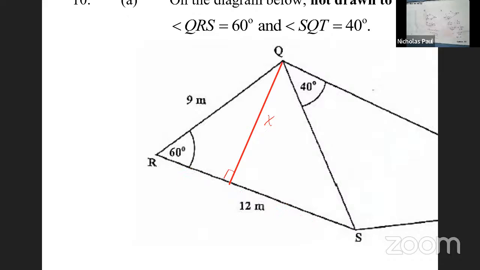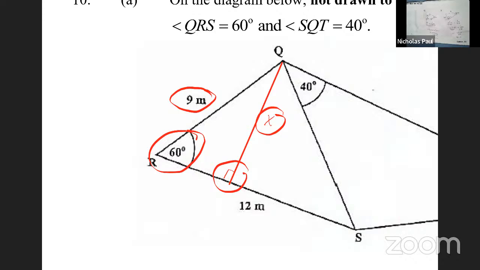You could use sine. Very good. You have opposite and hypotenuse, but you can actually use the sine rule here. Watch this. Look on the screen. You have the length, opposite angle. You have the length, opposite angle. Try and use the non-right angle sine rule, and you'll get the same answer.